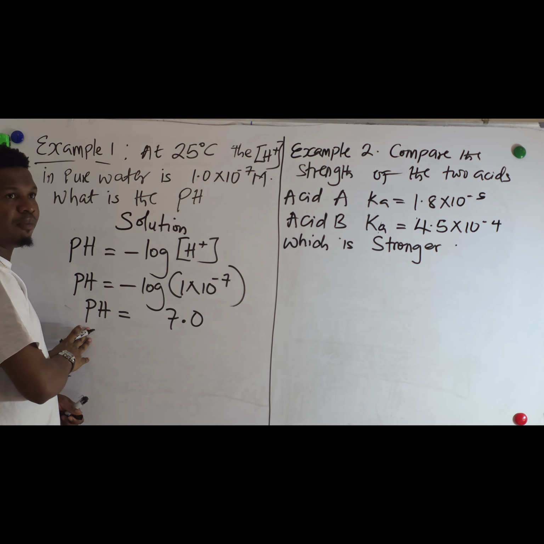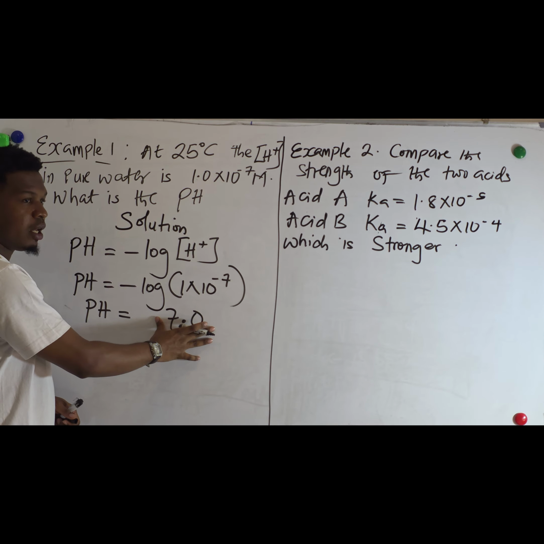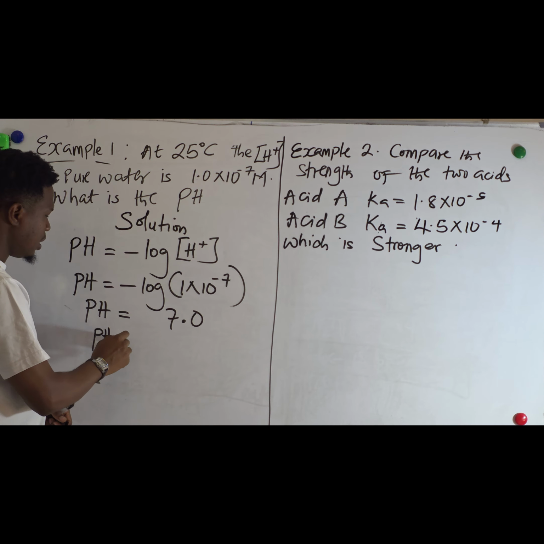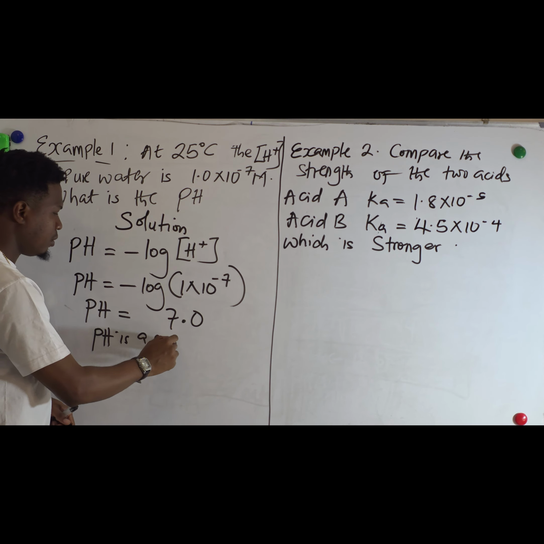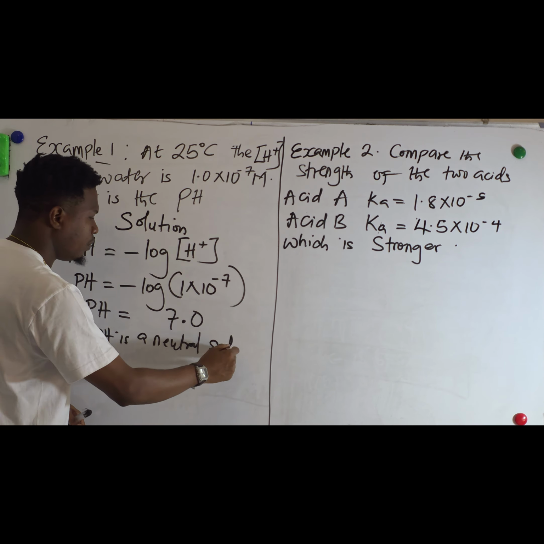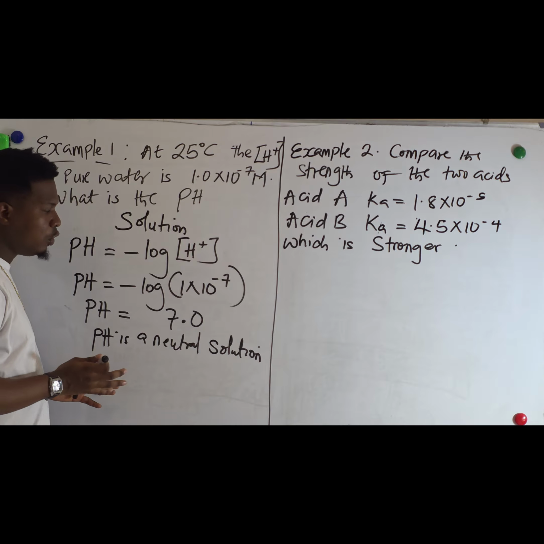Note, pH does not have any units. So when you get this pH, you just leave it like this, okay? Now since it is 7, it means that this pH is neutral, so it's a neutral solution. How do we know the solution is neutral?